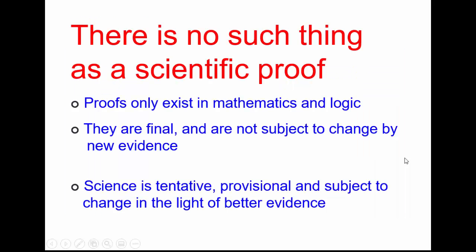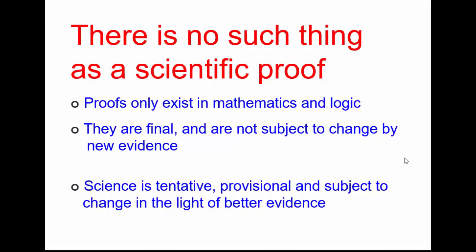Okay, so scientific proof. You often see claims in the media that science has proved or disproved some particular proposition. Don't pay any attention to them. Pythagoras' theorem or Euclidean geometry are proofs based on logical arguments that demonstrate unambiguously that the proposition is correct. Mathematical proofs are final. End of argument.